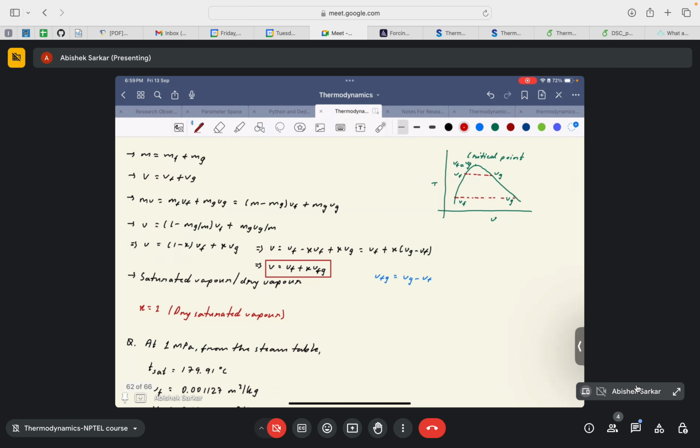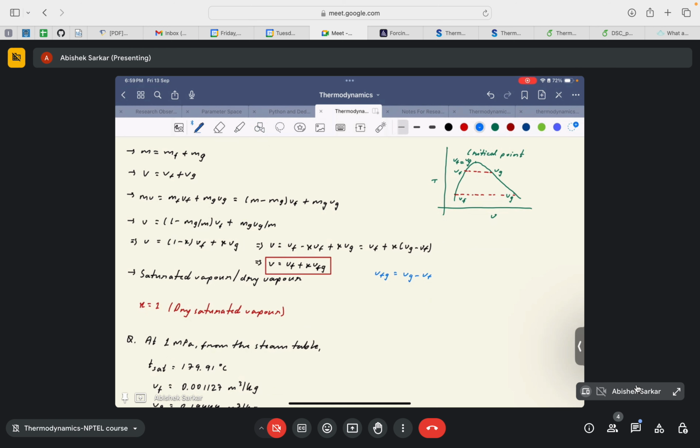So in the steam table we will primarily be dealing with, let me use a different color, say green, the internal energy. So U would be determined by Uf plus x Ufg, the enthalpy h equals hf plus x hfg, and entropy s equals sf plus x sfg.